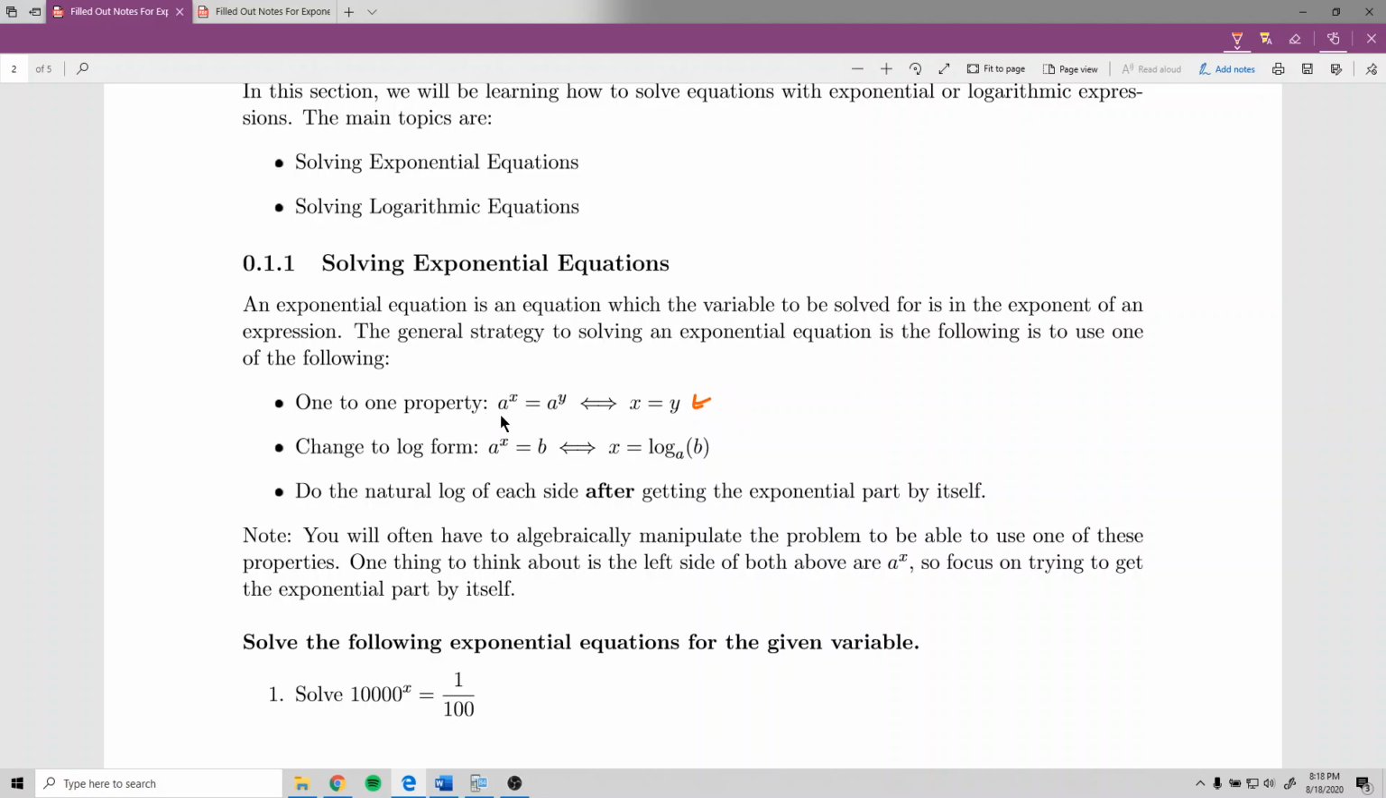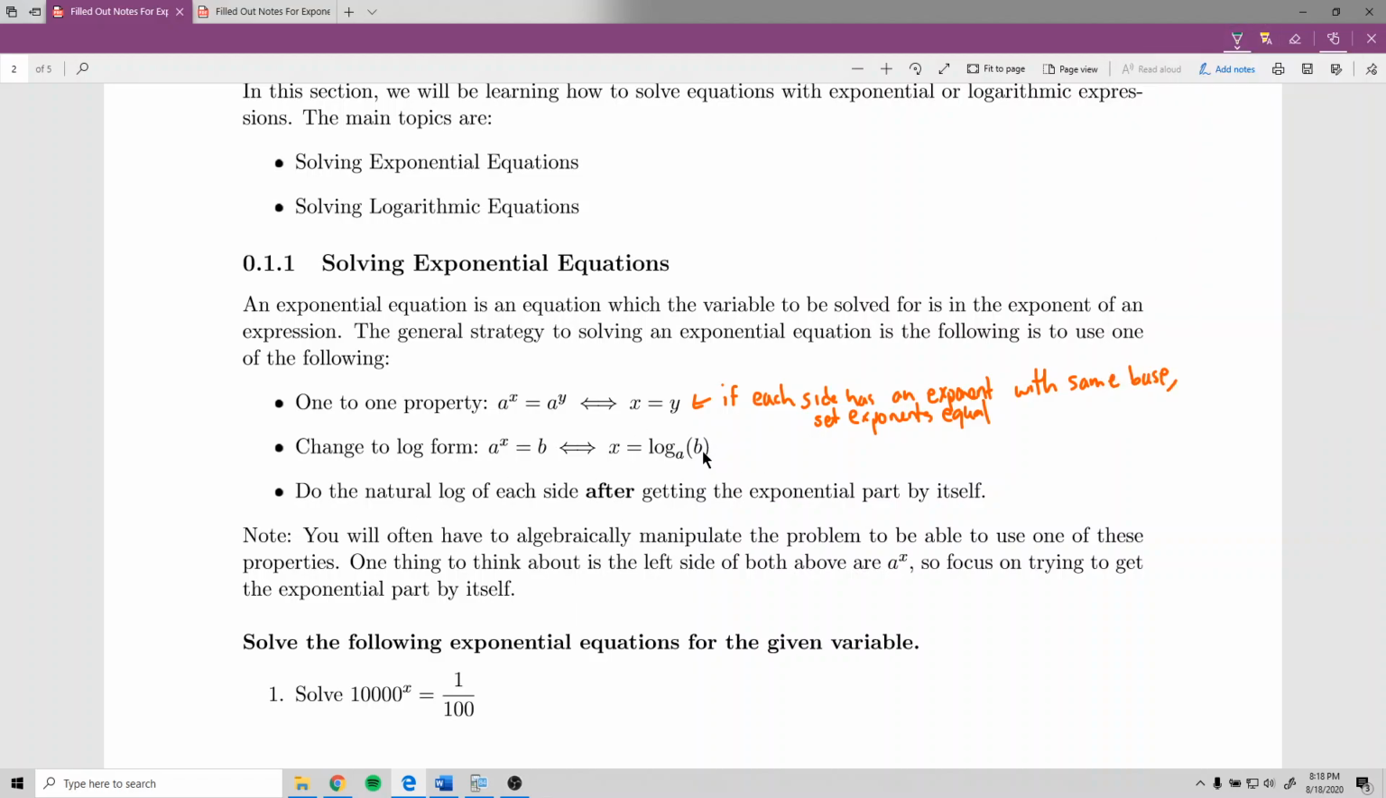The one-to-one property says a to the x equals a to the y, and the double arrow means it's equivalent to x equals y. The way we want to read this is if each side has an exponent with the same base, that's why we have a and a, then we can set the exponents equal. Imagine that x is up here in the exponent and you want to get rid of this a. One of the ways to do it is like this.